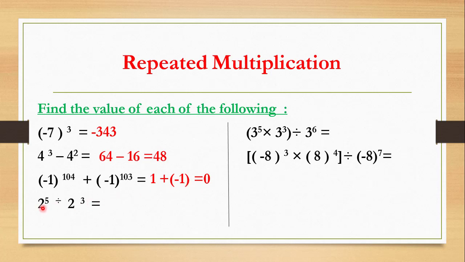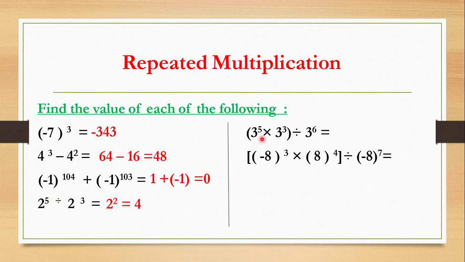In the next one, we have the same base, 2 and 2, and we are dividing, so we will subtract the powers. So 2 to the power 2, because 5 minus 3 is 2. So the same base and subtract the powers.